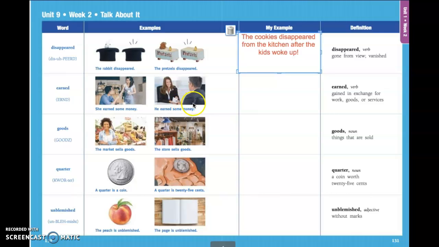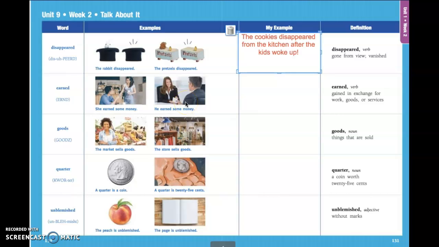She's giving a check to him. So maybe he did something for her. Maybe he made her something or he did some work for her and then he earned some money. So these people in these pictures have done something in order to earn some money.